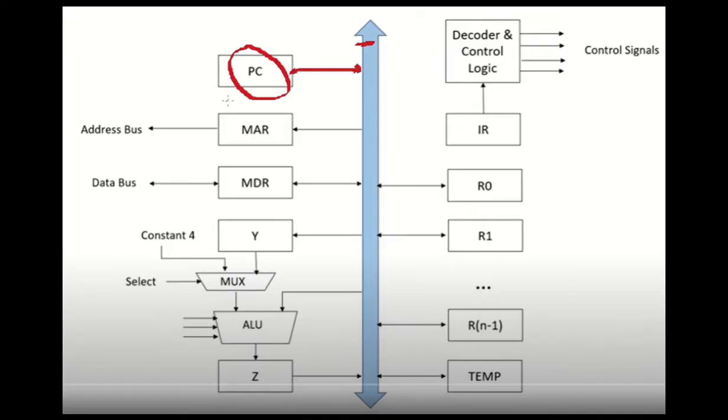Next is the MDR, which is the memory data register. Again, it is connected to the internal bus as well as the external data bus, as shown in the figure. It has two inputs and two outputs. One input is connected to the external bus and the other input is from the internal data bus. The outputs are also two. It can send data to the external data bus, and it can also send it back to the internal bus.